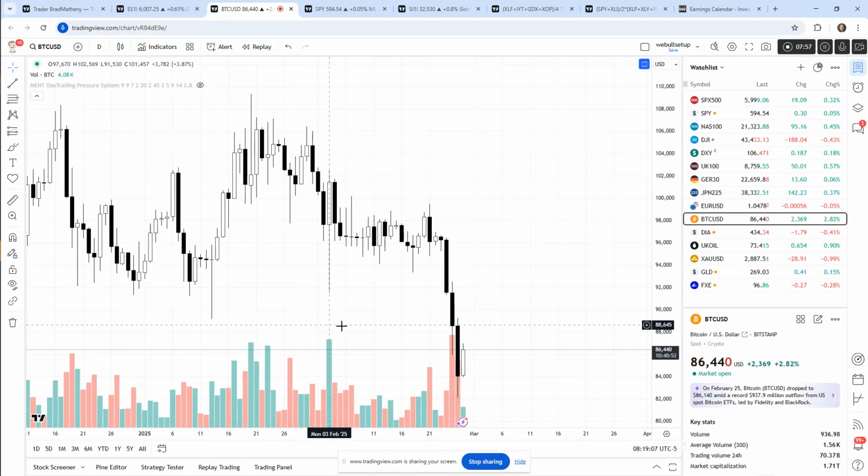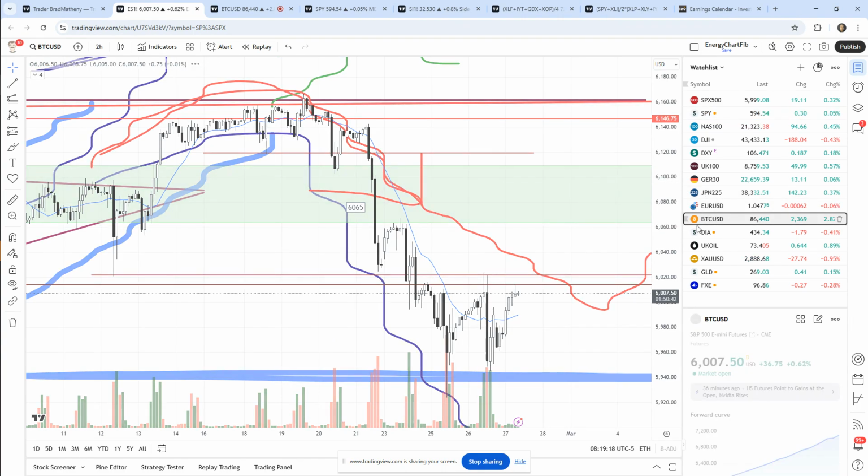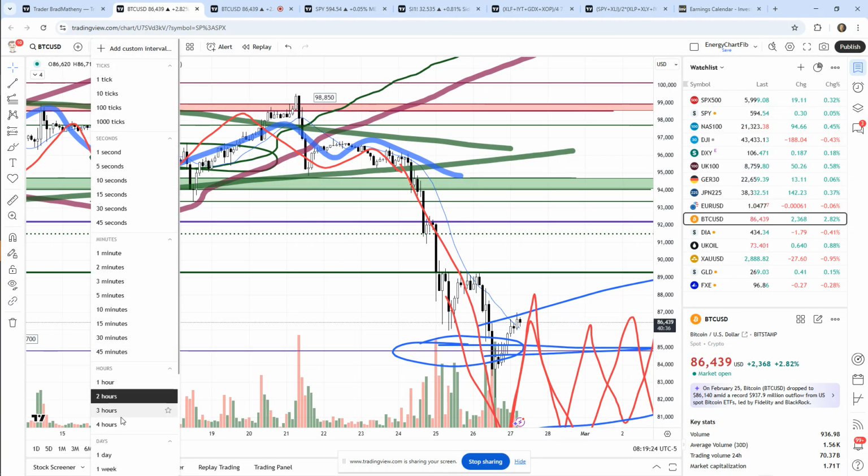This is a daily Bitcoin chart. Where's my other one with all the lines? This looks like it. We'll see. Yep, I was on the wrong chart. So here's the daily Bitcoin chart.